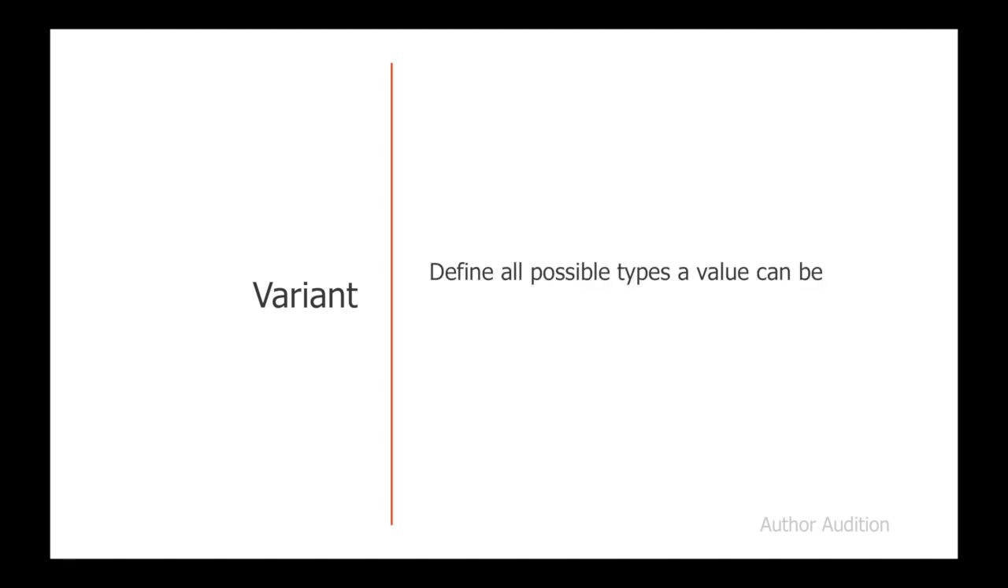Variant. Variant allows us to define every possible type a value can be. And because of this nature, they allow us to write very exhaustive switch expressions, which allow us to cover every possible case.